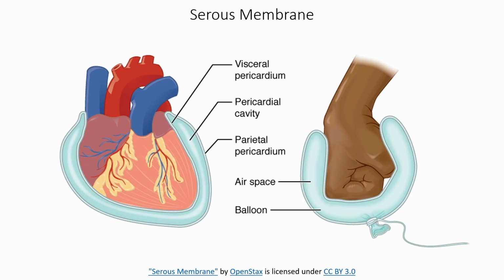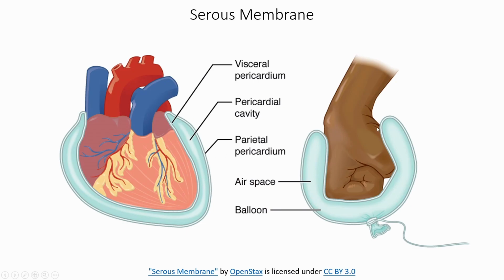So let's take a peek. Here we see the pericardium in its entirety around the heart, right? We see there's the cavity between that's going to be filled with fluid. And then we have the visceral pericardium. This is going to be the layer that actually is against the heart itself. And the parietal pericardium, which is on the outside, right?